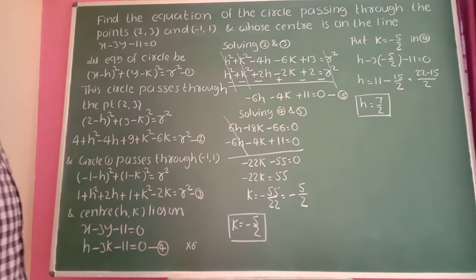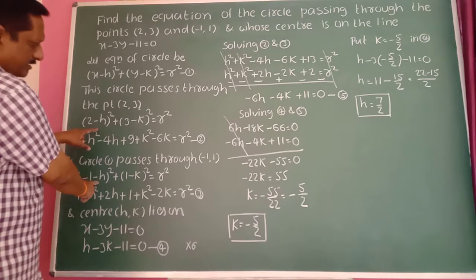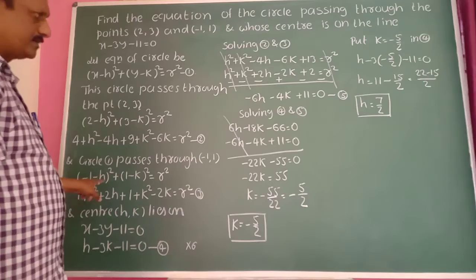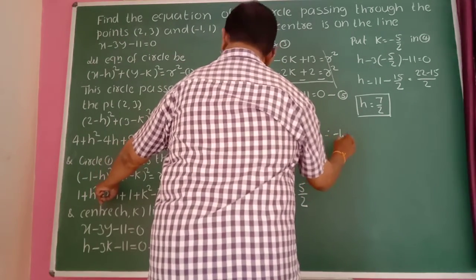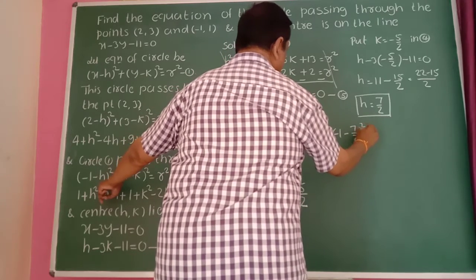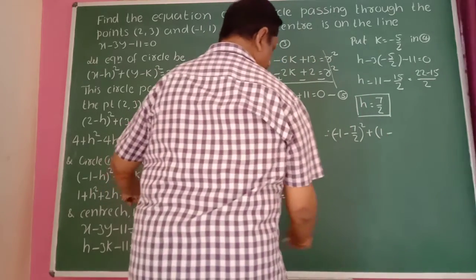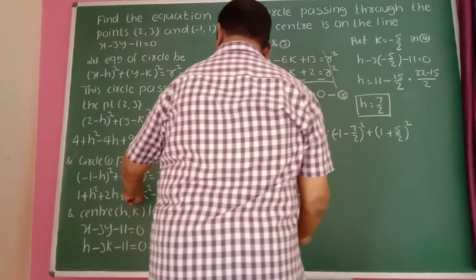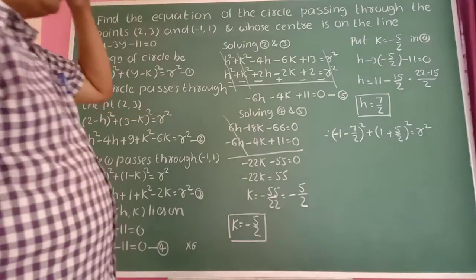Substitute these k and h values in this equation or in this equation. You can choose any one equation. It is better to take this equation, it is a very simple equation. So minus 1, minus 7 divided by 2 whole squared, plus 1 minus k, that is 5 by 2 whole squared, is equal to r square.